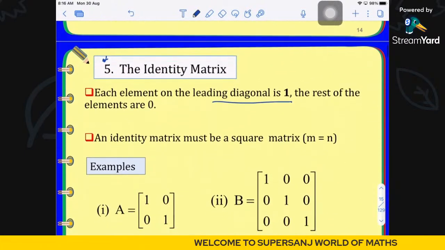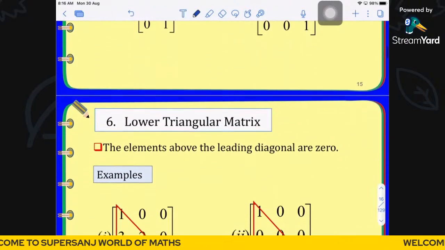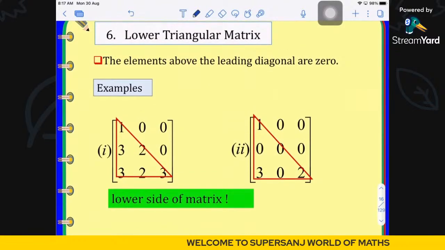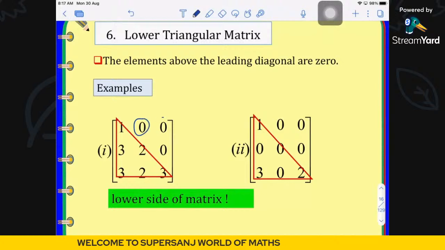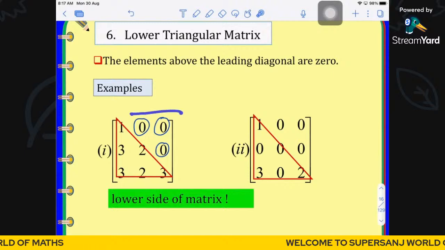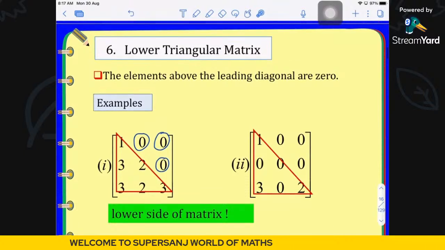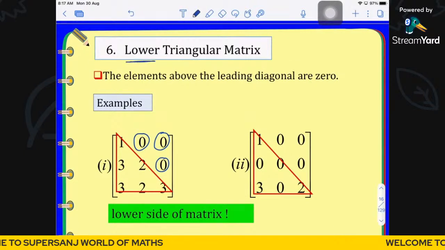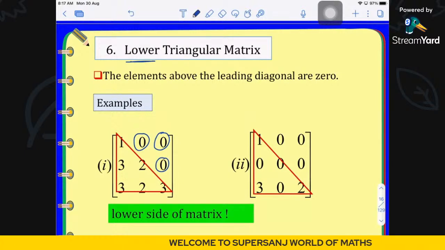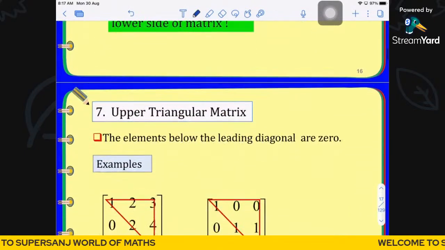Next one is number 6. Number 6 here is a lower triangular matrix. What is a lower triangular matrix? Lower triangular matrix means all the upper elements are 0. If it's an upper triangular matrix, the lower elements are 0. So under lower triangular matrix, the above elements will be 0. Under upper triangular matrix, the below elements will be 0.